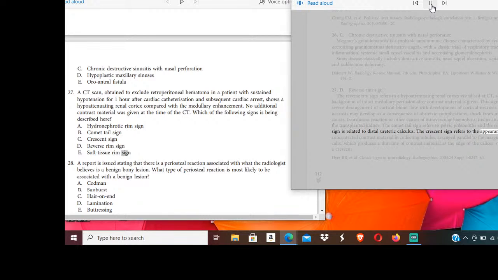The crescent sign refers to the appearance of concentrated contrast material in collecting tubules, arranged parallel to the margin of a dilated calyx, which produces a thin line of contrast material at the edge of the calyces, resembling a crescent. Dyer R.B., et al. Classic Signs in Uroradiology. Radiographics. 2004; 24 Suppl 1: S247-S280.